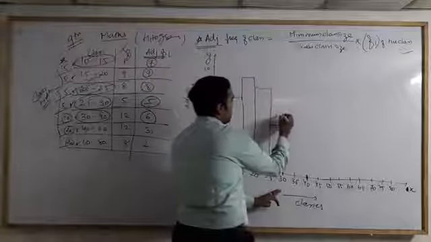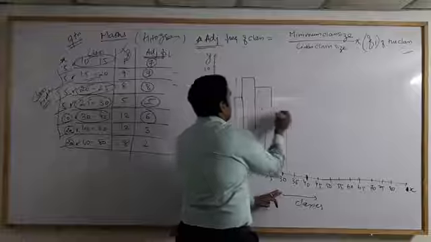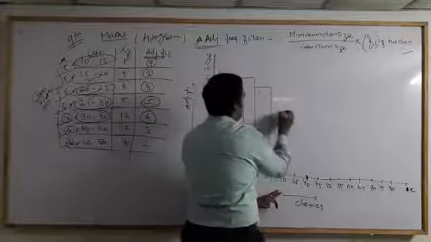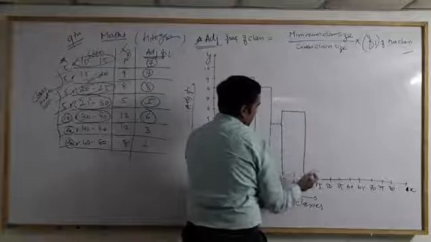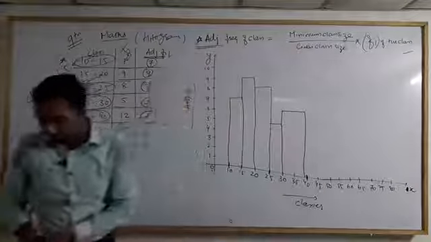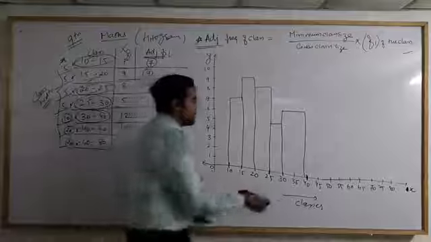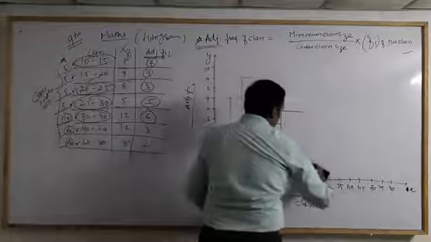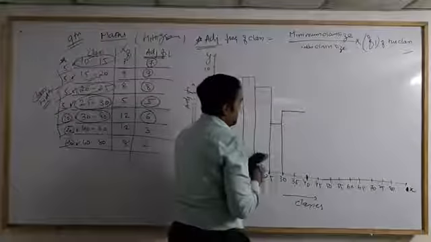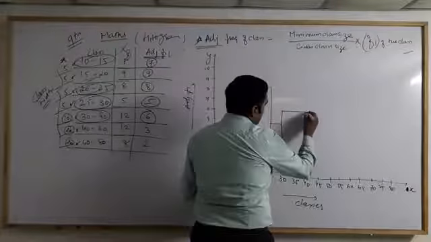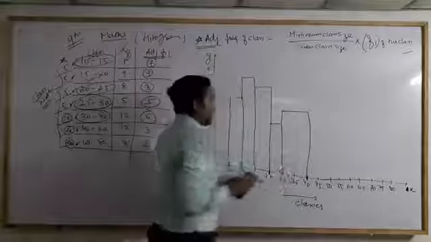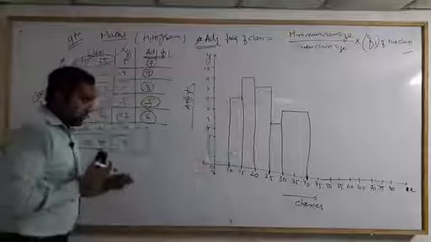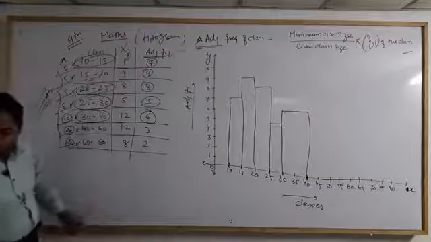Sorry, my adjustable frequency is 6 for 30 to 40. Now I am moving from 30 to 40. This is the main change between that histogram and this histogram.